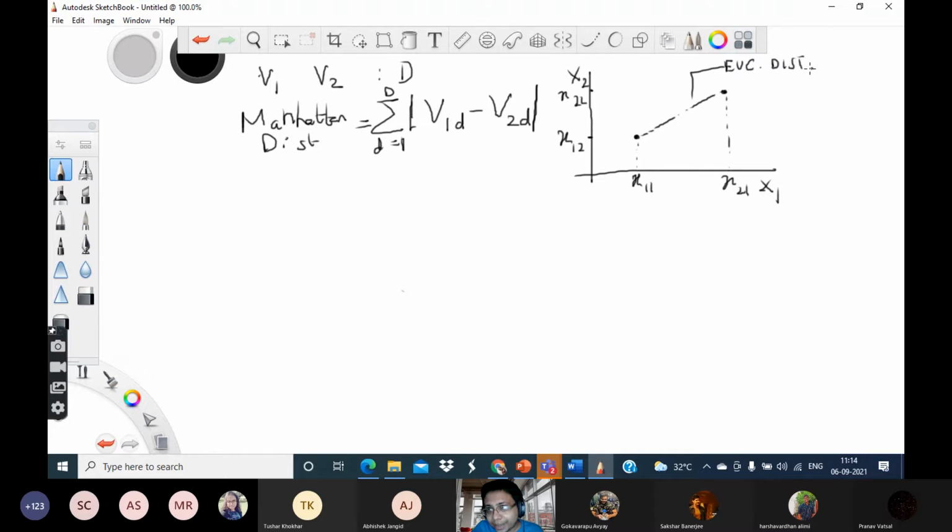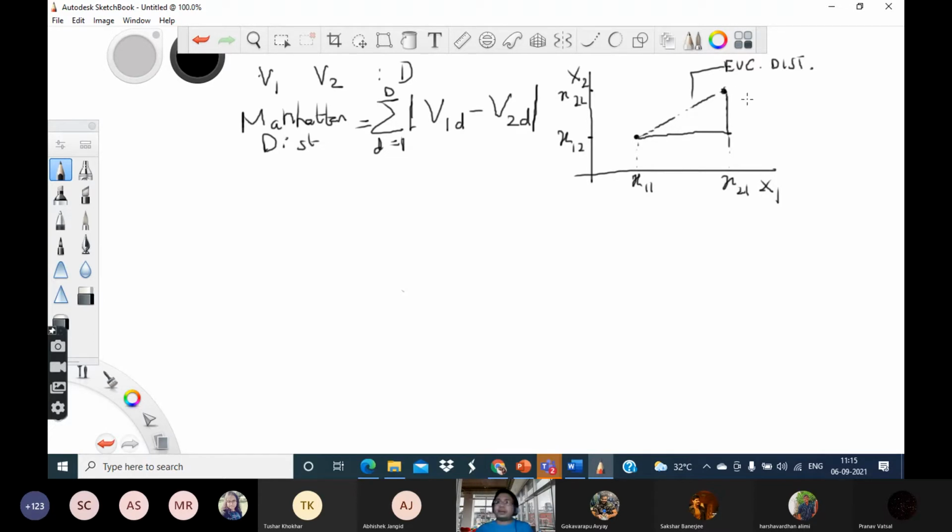Now, if you consider the Manhattan distance, it's basically the distance which you have to travel if you have to move in an axis-parallel way. From here to here, you can either go directly along the inclined path, or you may choose to go parallel to the x1 axis from here to here, and then parallel to the x2 axis from here to here. If you move horizontally and then vertically, the distance which you get is the Manhattan distance.